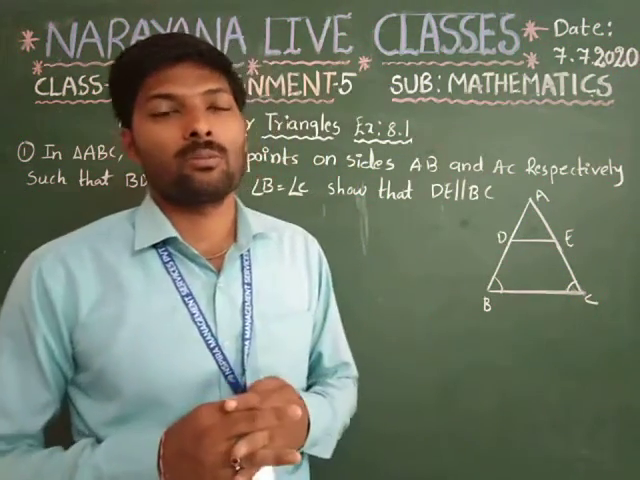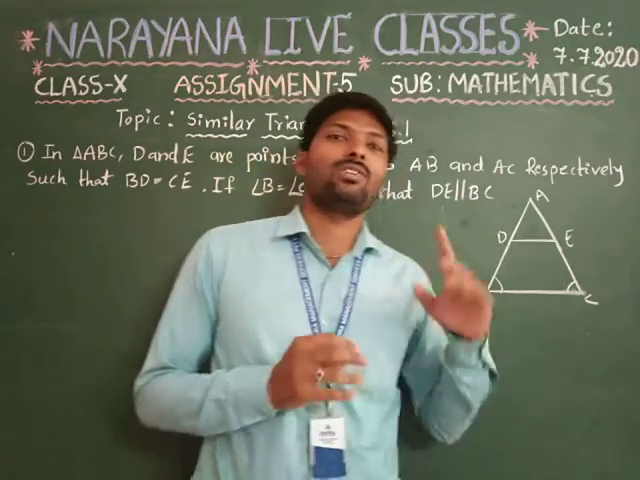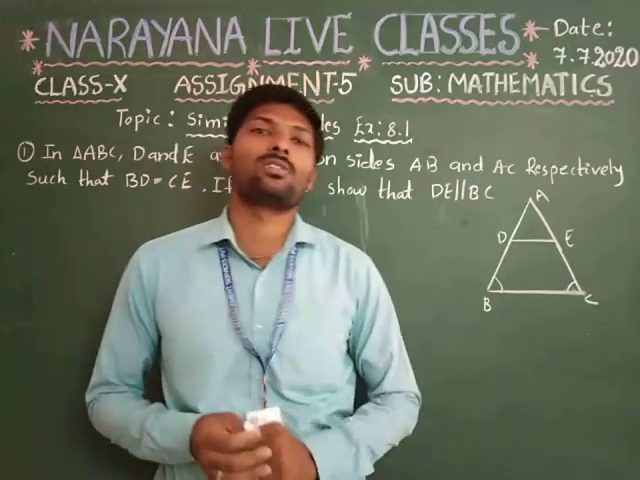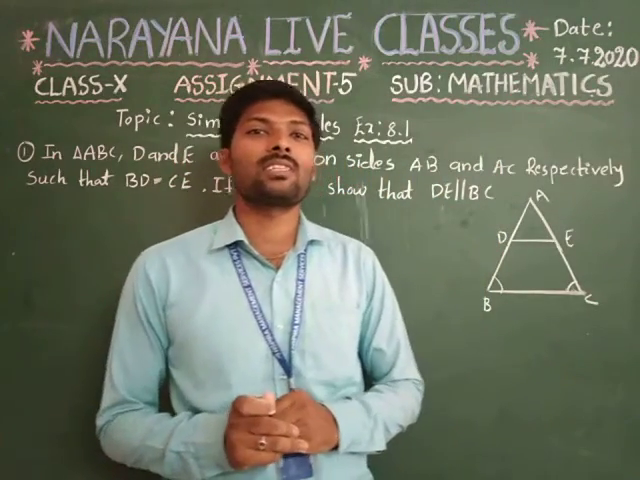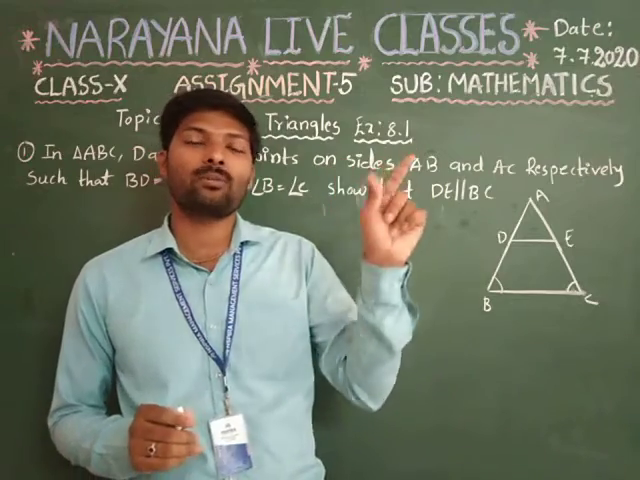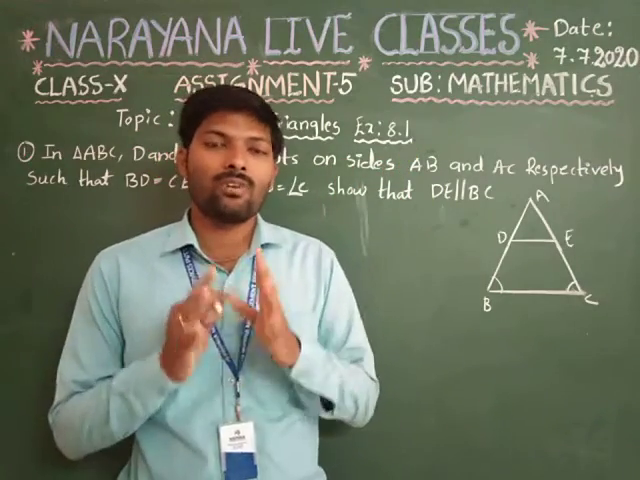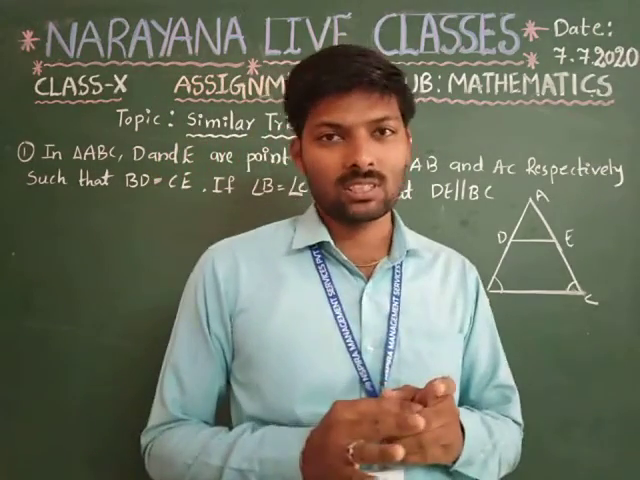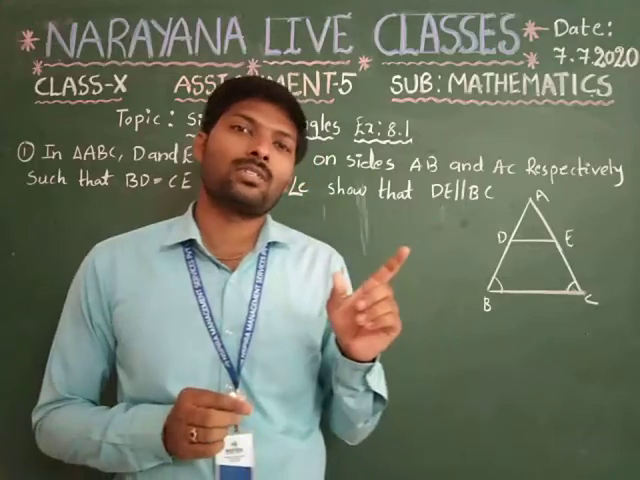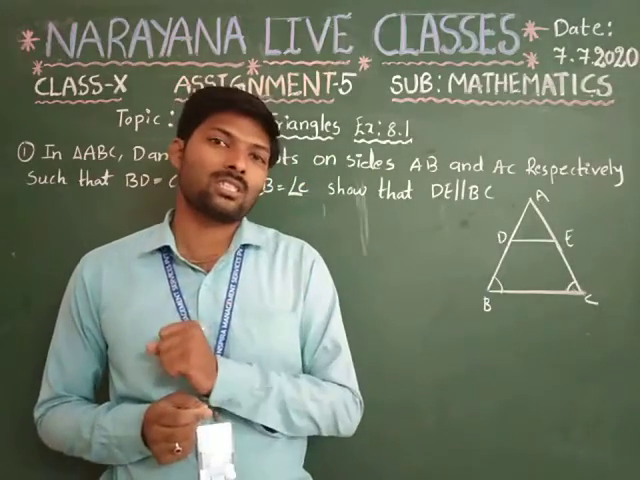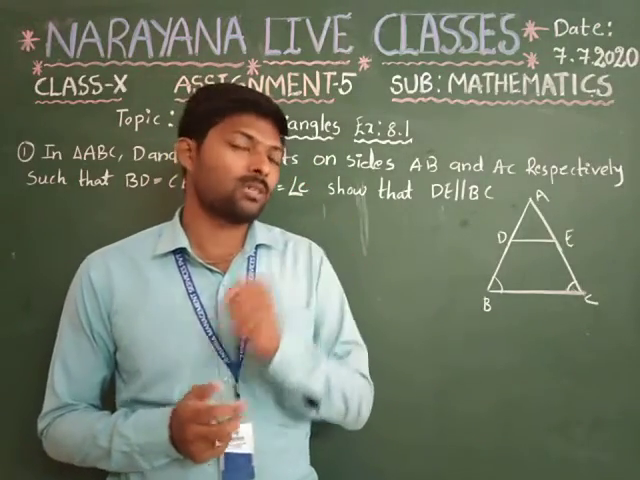Today I am going to explain assignment 5, dated 7th July 2020. From 10th class, the topic is similar triangles from exercise 8.1. Today we have to discuss a few assignment questions based on the converse of the basic proportionality theorem and a few questions based on the basic proportionality theorem.